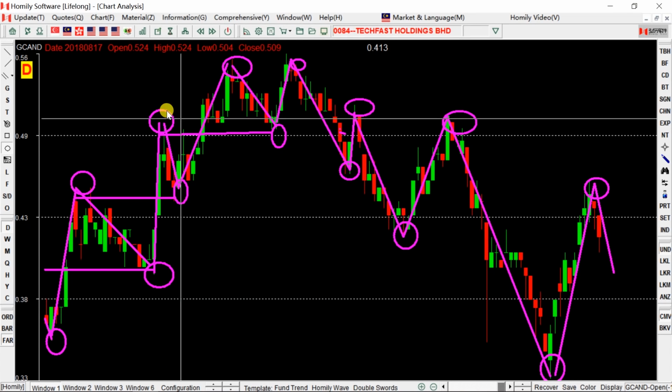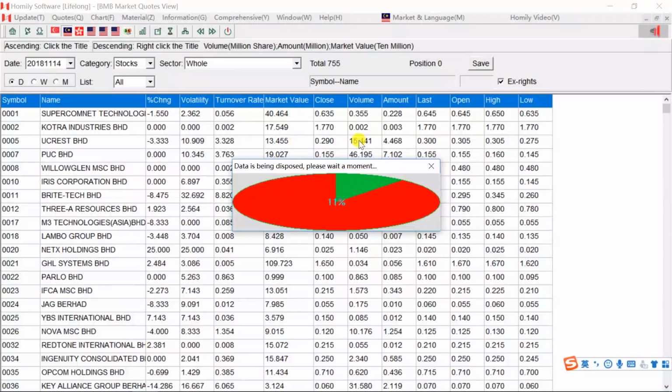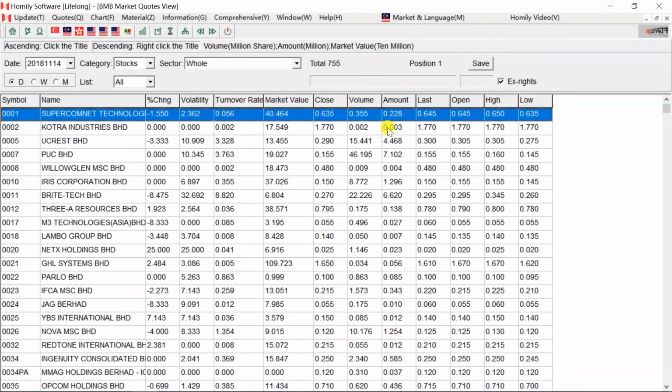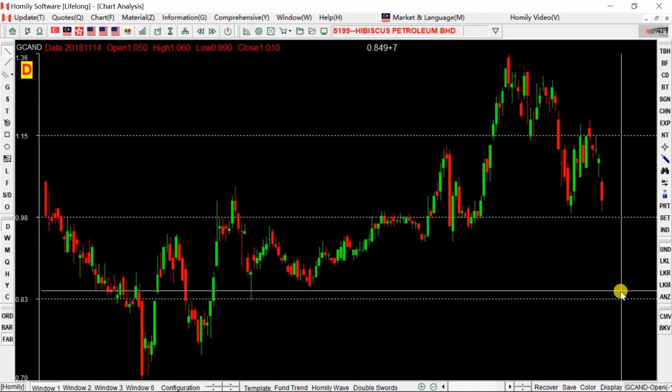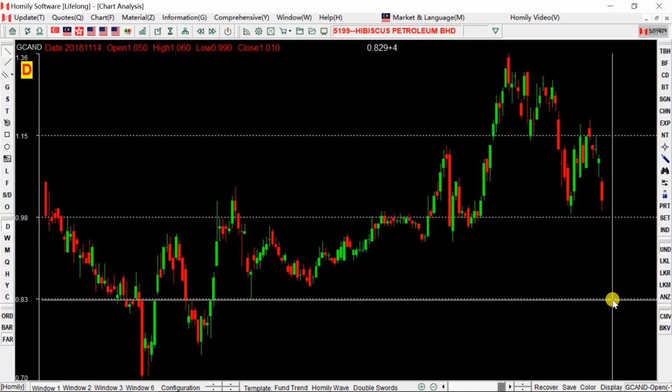Let's check some stocks. Click the flag. Here we can see the trading data. In order to be more familiar with the market, we suggest every day click the flag and right-click volume. We'll see this stock 5499 Hibiscus is the hottest stock yesterday. Trend is not easy to recognize. Most cases they're very complicated.